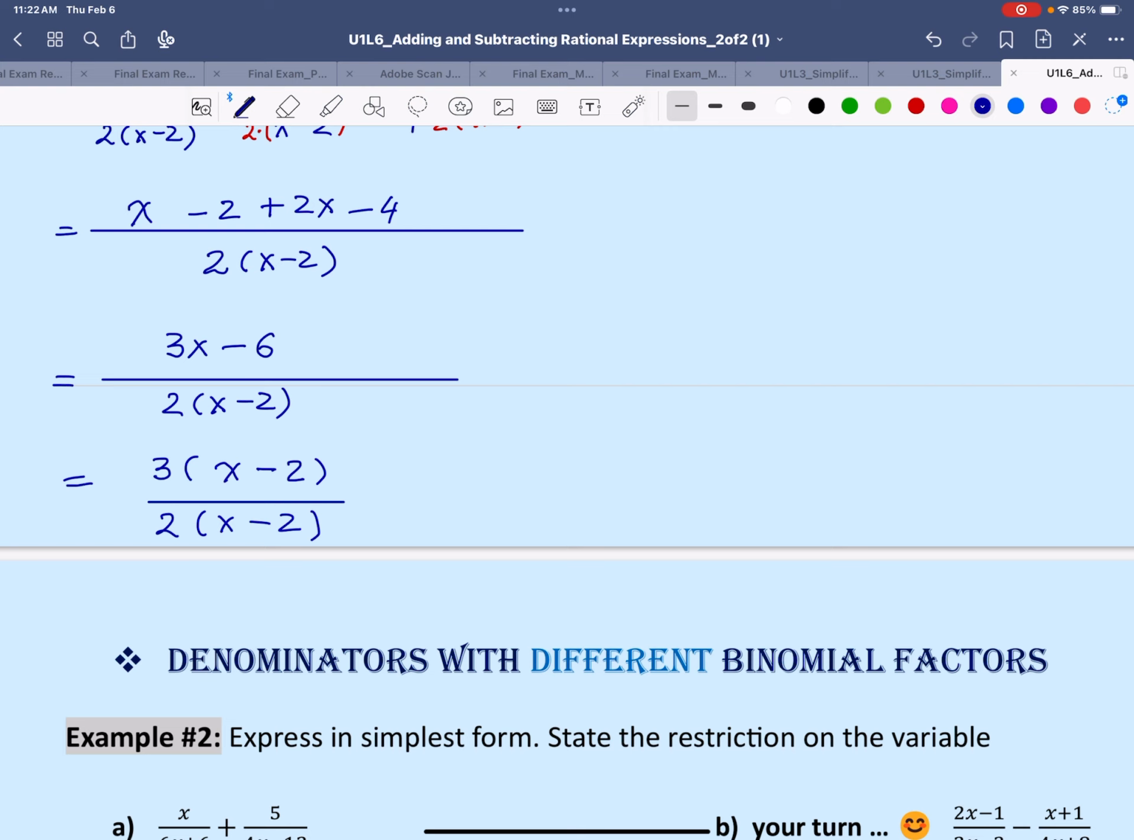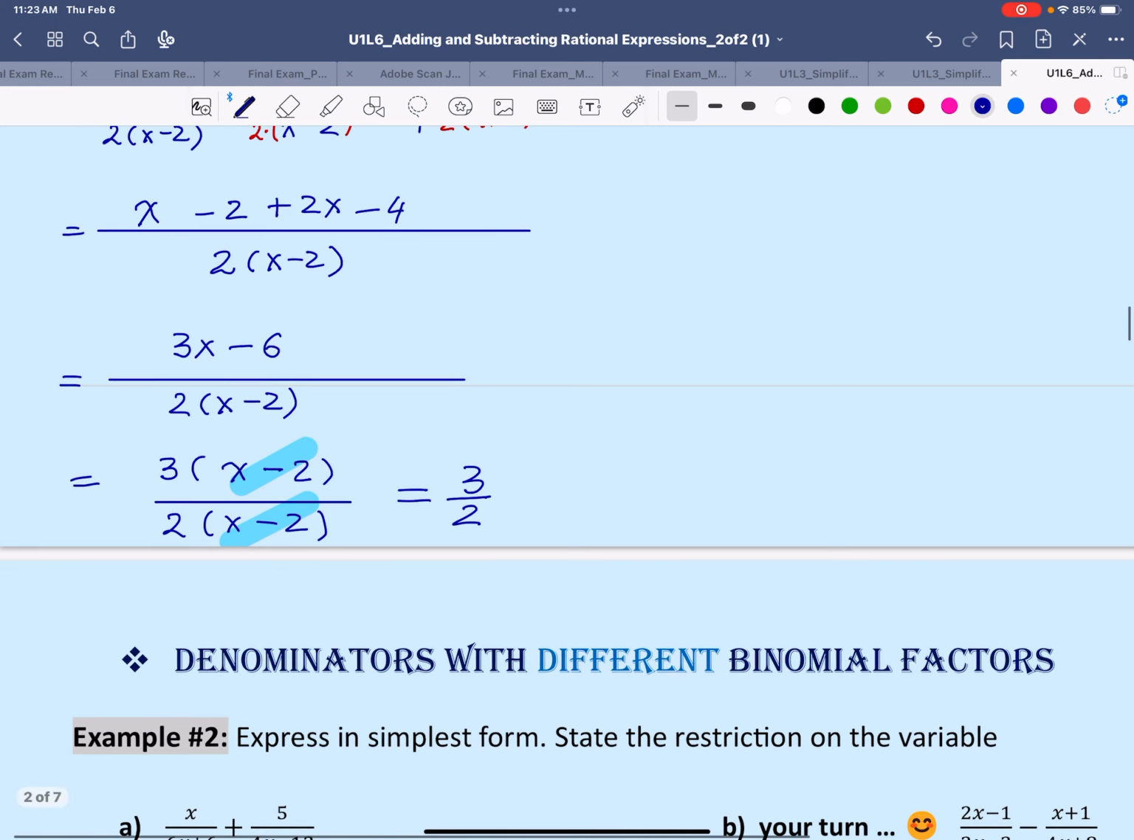Well, surprise, surprise, we end up with a common factor in both the numerator and denominator. They obviously simplify because they divide to 1. So the value of that rational expression we were working on would be simply 3 over 2.